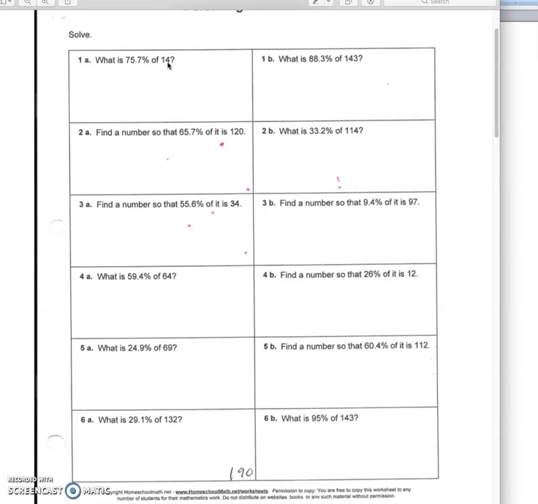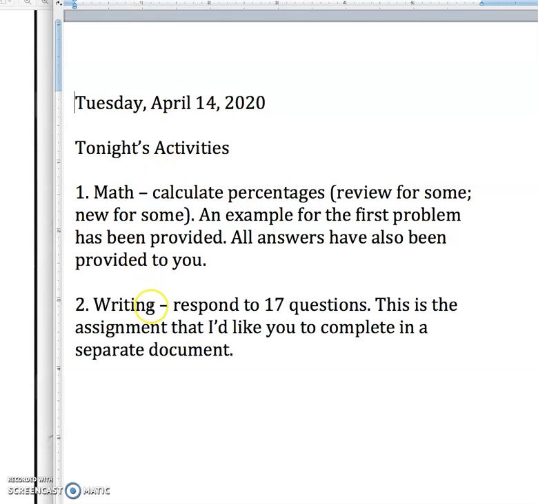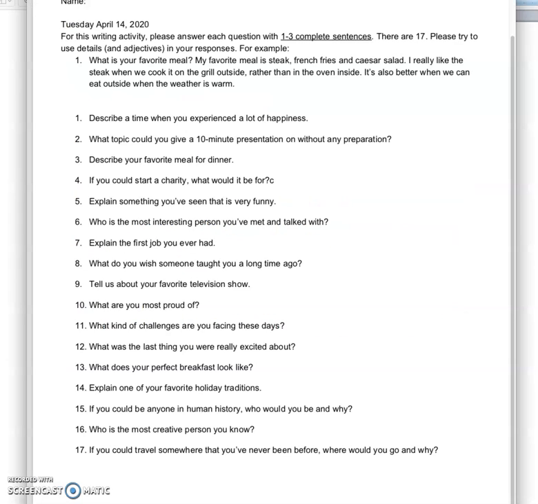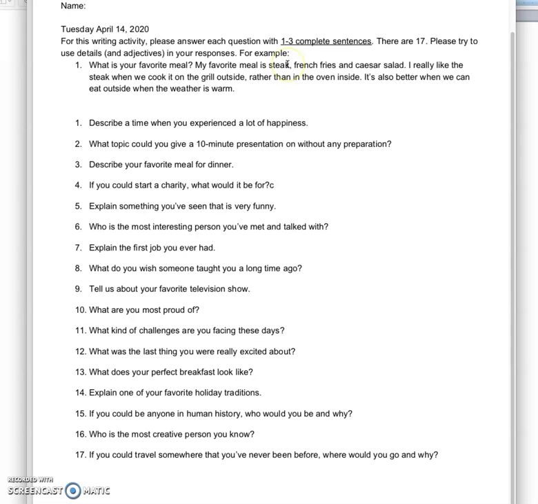So now we're going to look at the second part of tonight, which is the writing assignment. So these are some questions that you may have heard before in class. So these are going to be the questions here. So what I'd like you to do tonight, there are 17 questions. I'd like you to respond to each question with either 1 to 3 complete sentences. So you can do this on a separate document. Again, you can do it on a Google Doc.